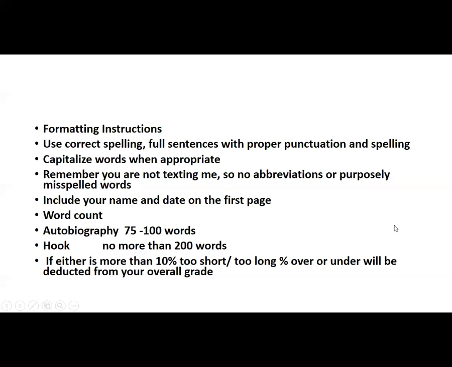Your hook can't be any more than 200 words. It has to fit on the back. Don't make it less than 150 words. I didn't write this down here, but it needs to be anywhere from 150 to 200 words. I'll put that in the instructions. If it's more than 10% too short or too long, then I'm going to take off percentage points. I don't have time to read a lot of stuff, and whoever's buying your book doesn't either.